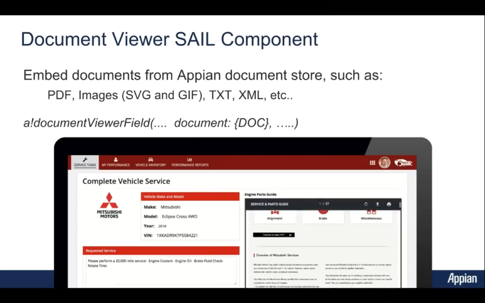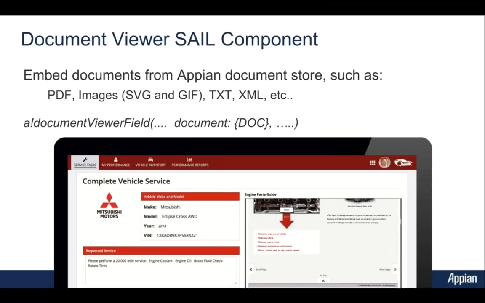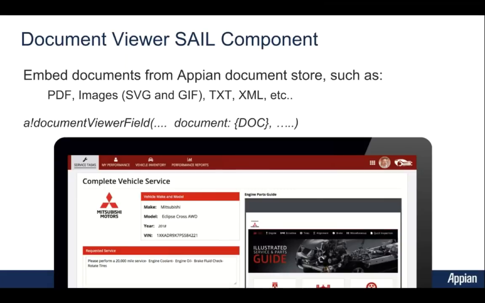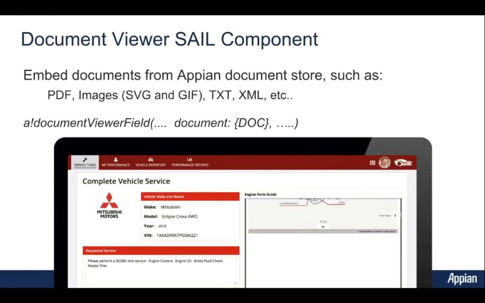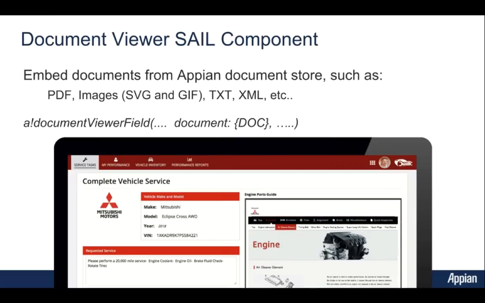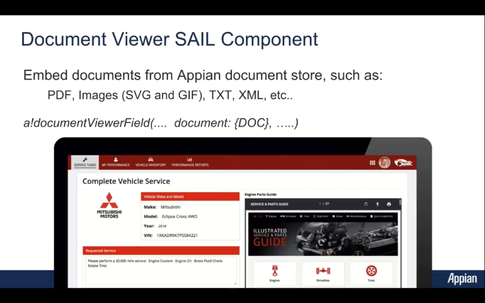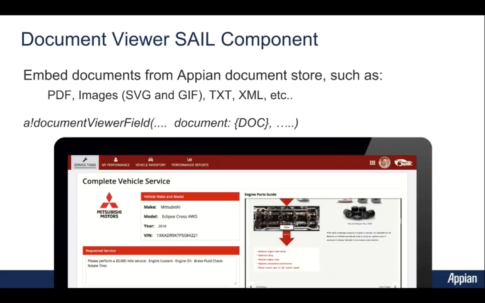In addition to the new updated mobile capabilities, we've also added a new sail component. This is the document viewer sail component, which allows you to embed documents from the Appian document management store, such as things like PDFs, SVG, GIFs, text, and XML documents. So of course, this is a new sail UI component, such as the document viewer field component, and it takes in a single custom parameter, which is simply the document I want to embed.